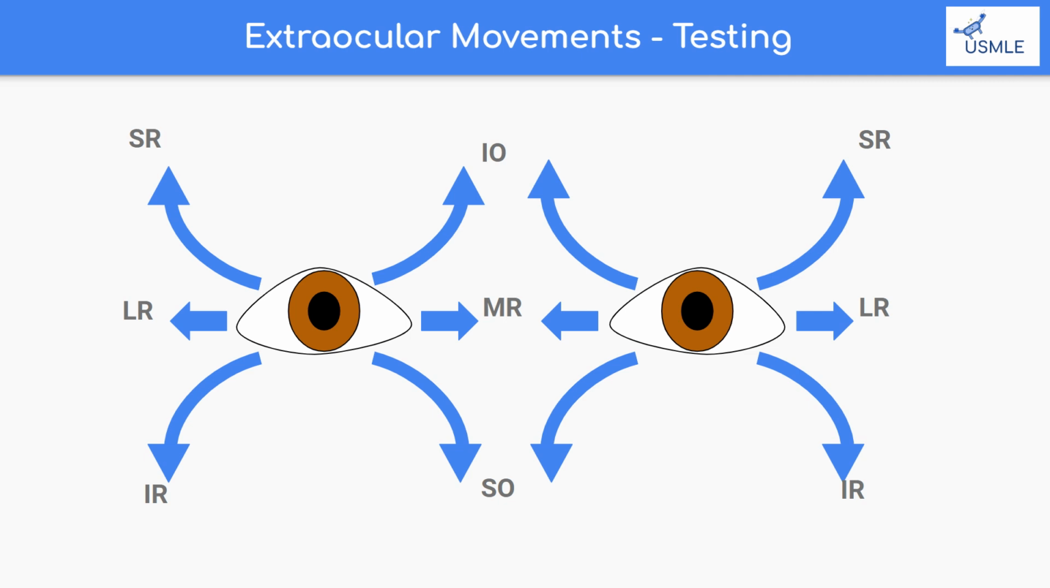When you ask the patient to look laterally and then superiorly, the superior rectus along with the oculomotor nerve are being tested. When you ask the patient to look laterally and inferiorly, the inferior rectus is being tested along with the oculomotor nerve. When you ask the patient to look medially and inferiorly, the superior oblique is being tested along with the trochlear nerve. When you ask the patient to look medially and superiorly, the inferior oblique is being tested along with the oculomotor nerve.